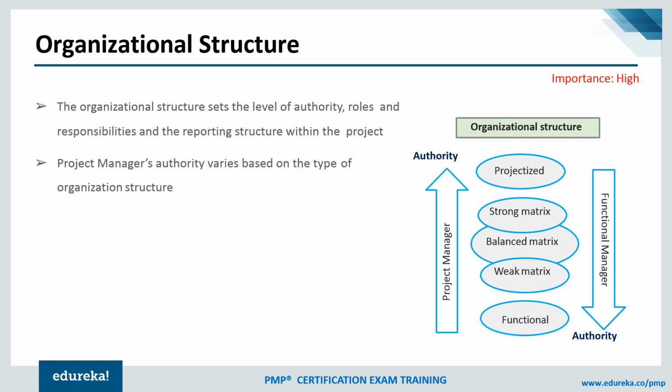Okay, so types of organizations will help you understand how much authority and control a project manager has over the project. Okay, so organization structure can be divided, as you can see on the right side of the screen of this slide, into 3 broad categories, that is your functional organization, projectized organization, and a mix of both, which is matrix organization. So matrix organization can be further subdivided into 3 categories, that is weak matrix, balanced matrix, and strong matrix.